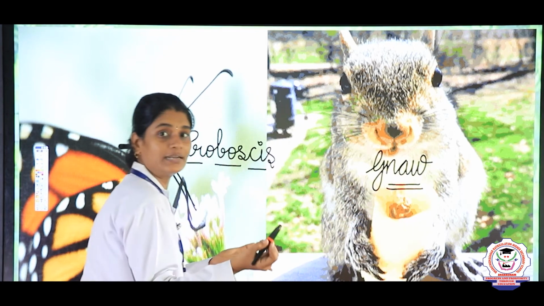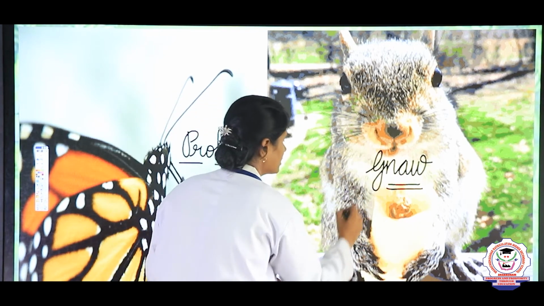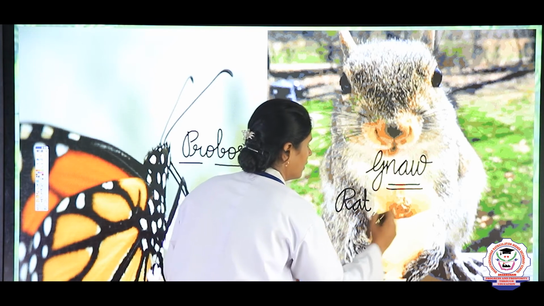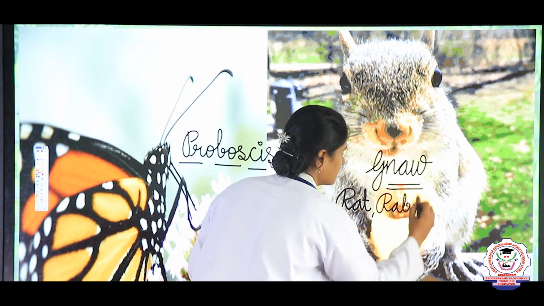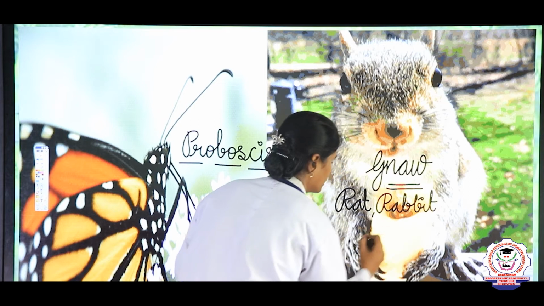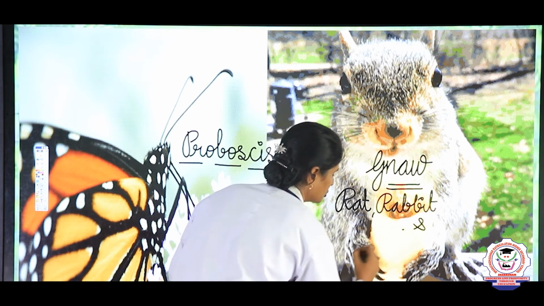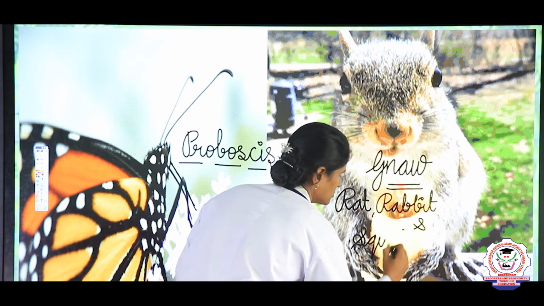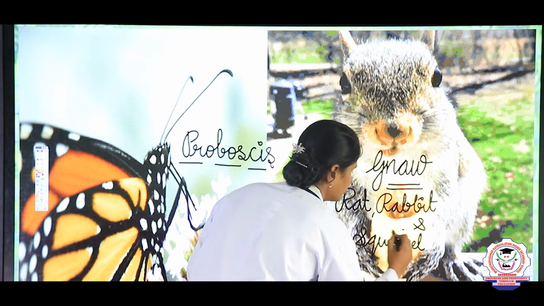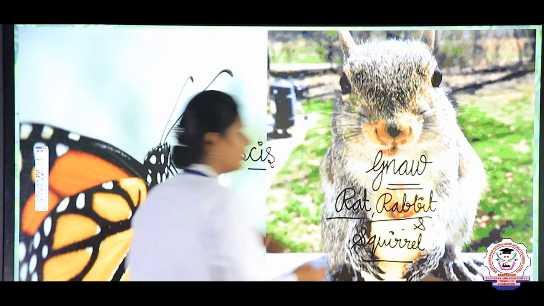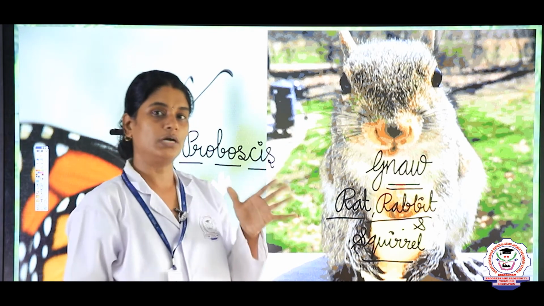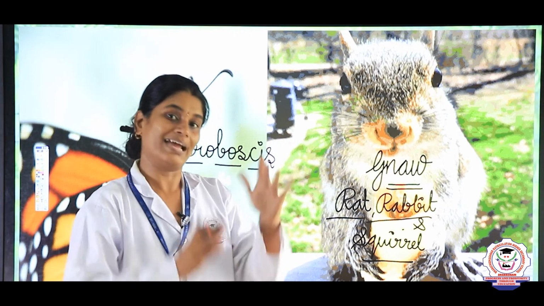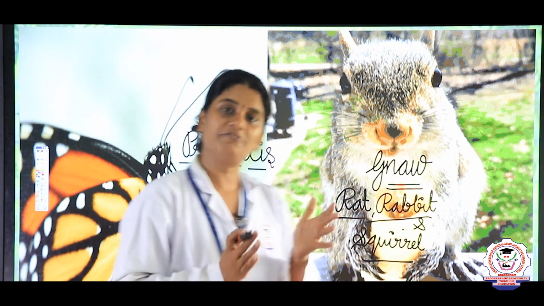What are the animals that gnaw the food? Rat, rabbit, and then squirrel, right. So, these animals, they gnaw the food. So, now you have learned how we can classify animals on the basis of the feeding habits.